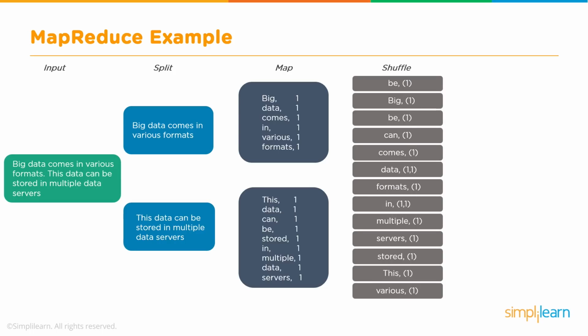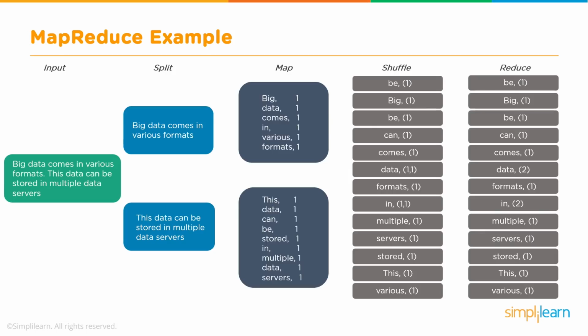Then we would have some kind of sorting and shuffling, where similar keys are brought in and kept together so that it becomes easier for further phases. And then you have your reducing, which will then look into keys and values, see if the keys are repetitive, and then basically aggregate the values to give me a total word count.